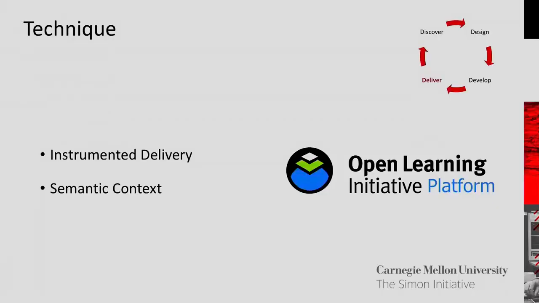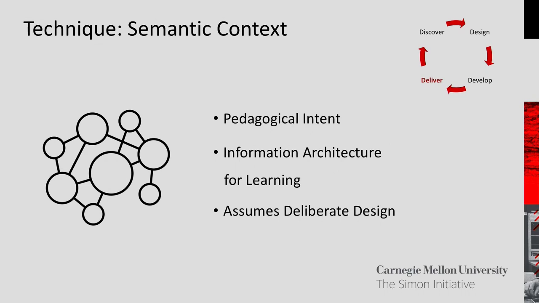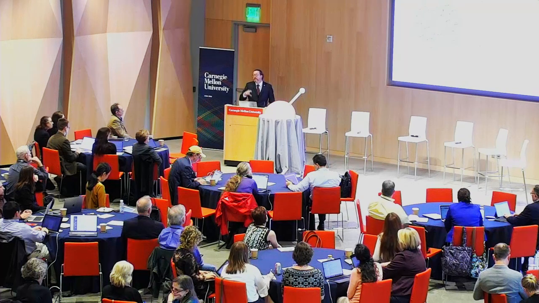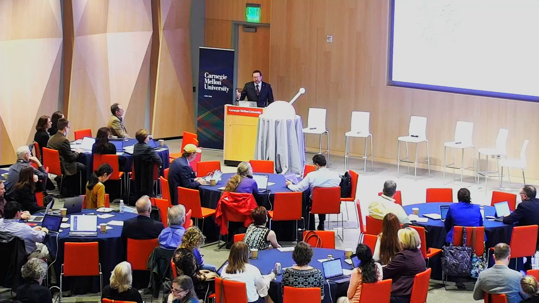On the OLI side, we were demonstrating two different techniques. The first is instrumented content. When we're able to deliver in an instrumented way, what we get is consistent data collection, capturing things down at a learner interaction level. And though every platform that's out there is now telling you that they capture clickstream data, we're getting something that is richer than clickstream, and we think more useful. That's baked into OLI. In addition, as the OLI course is being developed, you're tying into an underlying library of constructs, ranging from dialogue to examples to walkthrough videos. And this tells us something about the pedagogical intent of the content that's been instrumented. I've heard a couple of people describe this as an information architecture for learning. And again, this is baked in when you're developing in the OLI space.